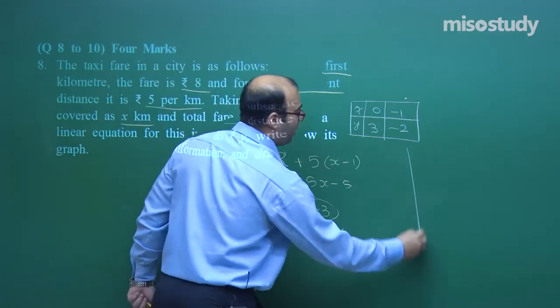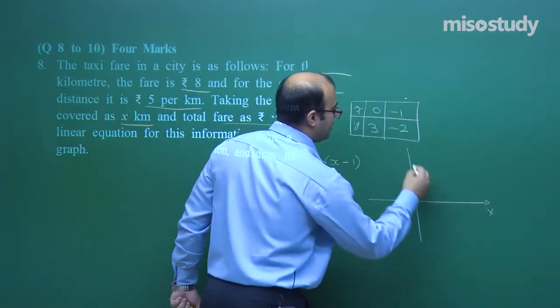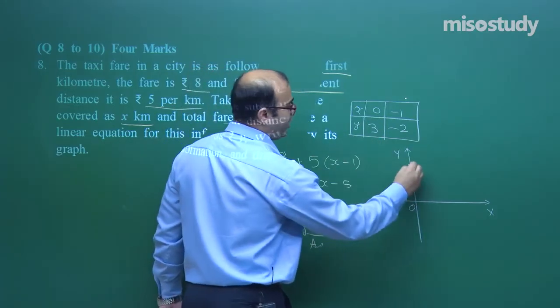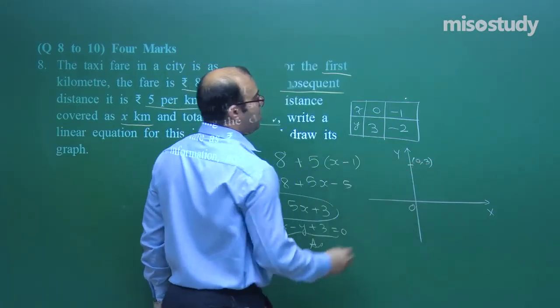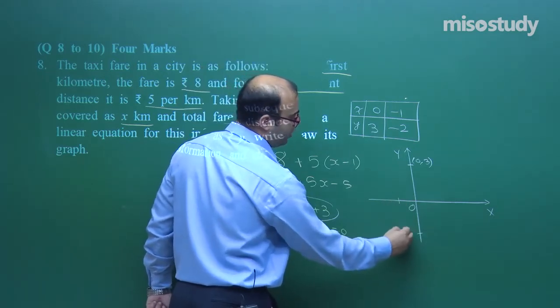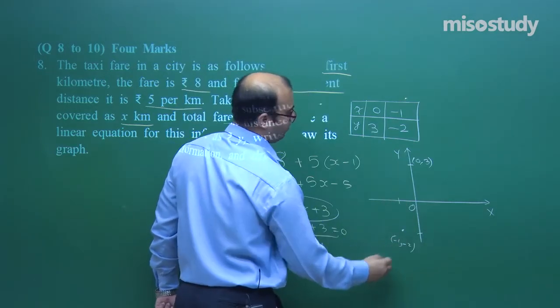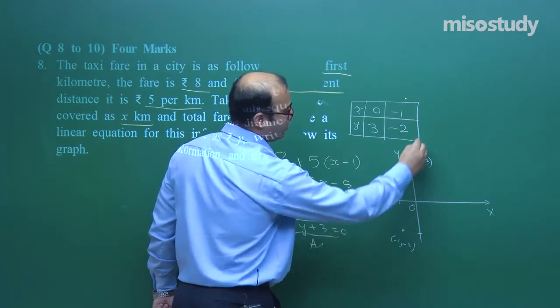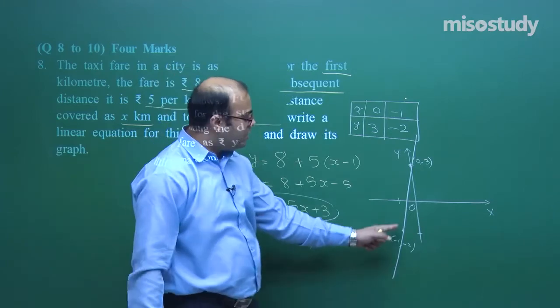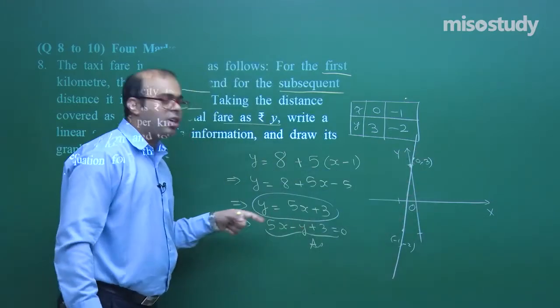Now we have to draw the graph. So this is the x-axis, this is the y-axis, this is the origin. (0, 3) is a point here, and (minus 1, minus 2), minus 1 for x, minus 2 for y, is this. So these 2 points are given to us. We will simply join these 2 points and we will get the line. This is the line which is represented by this equation, students.